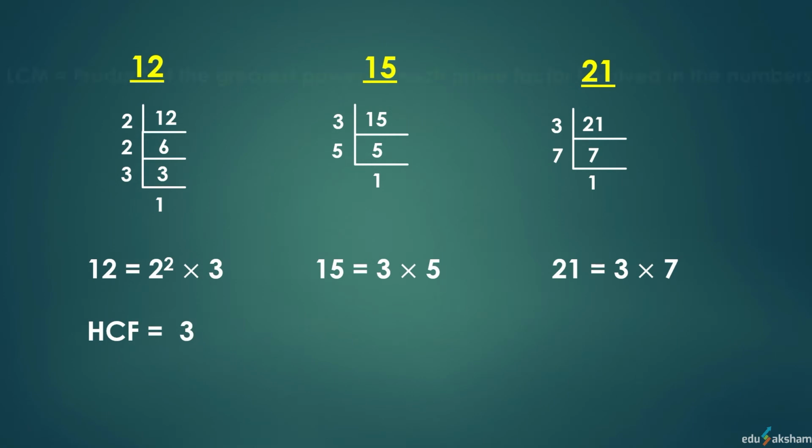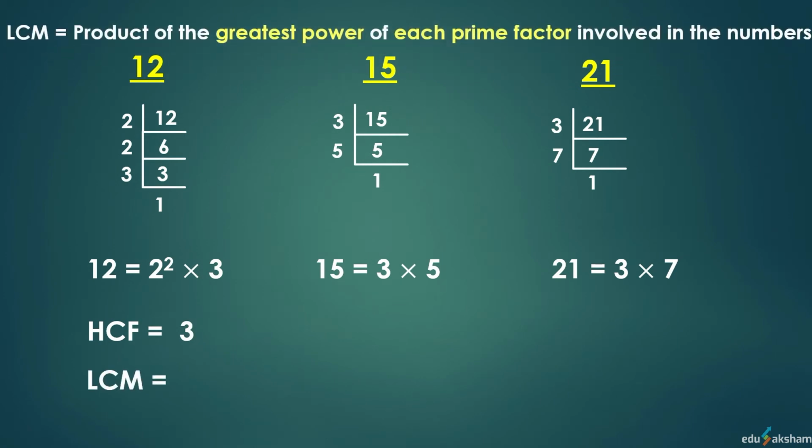Moving on to the LCM, it is the product of the greatest power of each prime factor involved in the numbers. The prime factors involved in the numbers are 2, 3, 5 and 7, and we must select their greatest powers. The greatest power of 2 is 2 square, so we take 2 square. The greatest power of 3 is 3 to the power 1, so we take 3. The greatest power of 5 is 5 to the power 1, so we take 5. And the greatest power of 7 is 7 to the power 1, so we take 7. On finding their product, we get 420. So the HCF of 12, 15 and 21 is 3, and their LCM is 420.